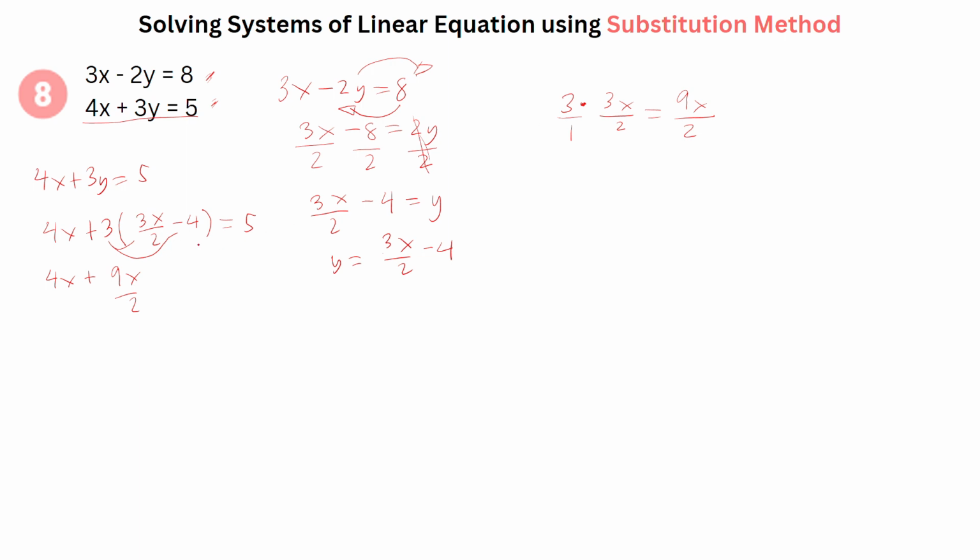And then the next one is 3 times negative 4. What's that? I guess there's no need to explain that one. 3 times negative 4 is negative 12. And then I'll just copy equals 5.